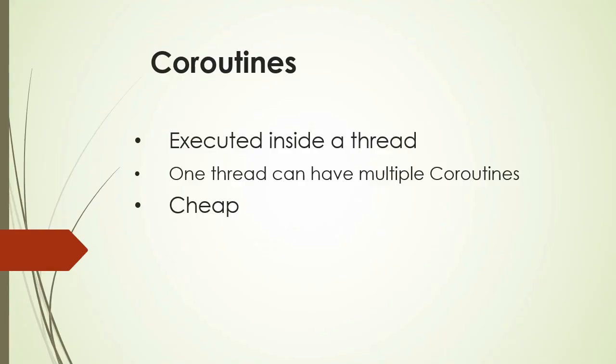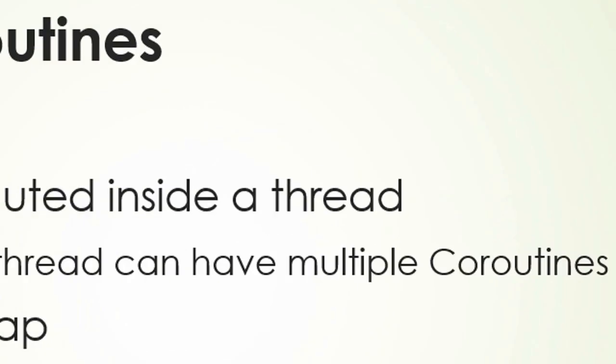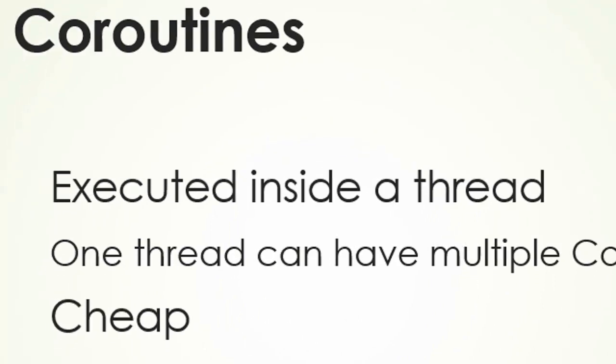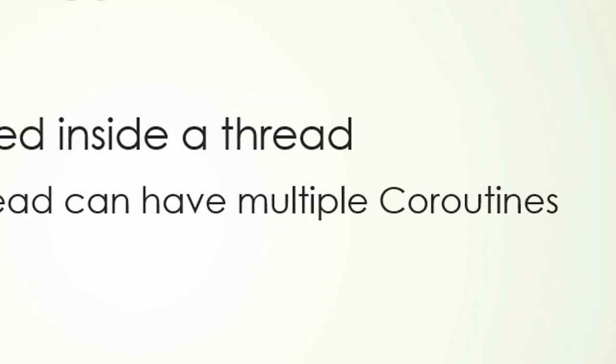Alright, what are coroutines? Why do we need them? Like here it executed inside a thread. We have talked about all these threads, but this video is about coroutines. So why do we talk about threads? Because thread is important to know, right? And all these coroutines exist in the thread here. It is in the same thread order. One thread can have multiple coroutines.